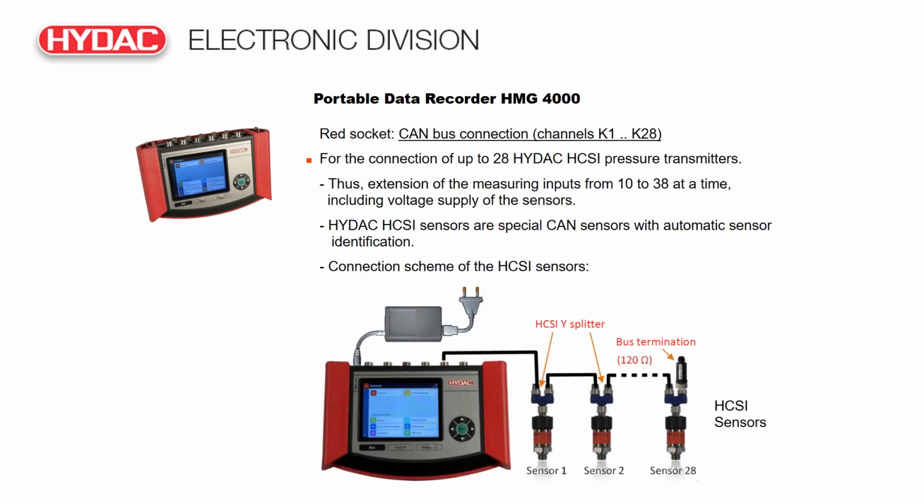If you are not going to use the CAN port to read CAN messages, you have the option to connect more sensors to the HMG. We have HCSI sensors, which are Hydac CAN Sensor Interface, and they are available for pressure and temperature. The HCSI would be connected in a daisy chain format, and you can connect up to 28 sensors.